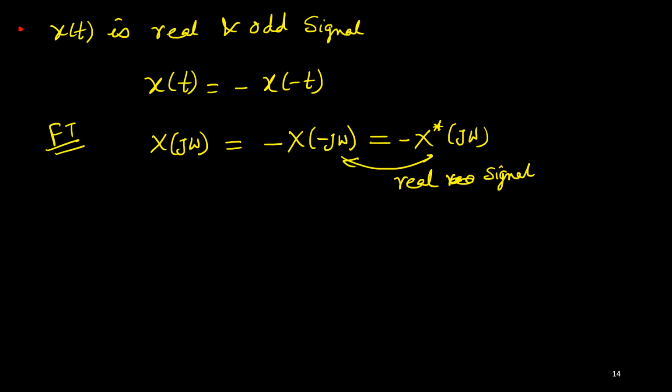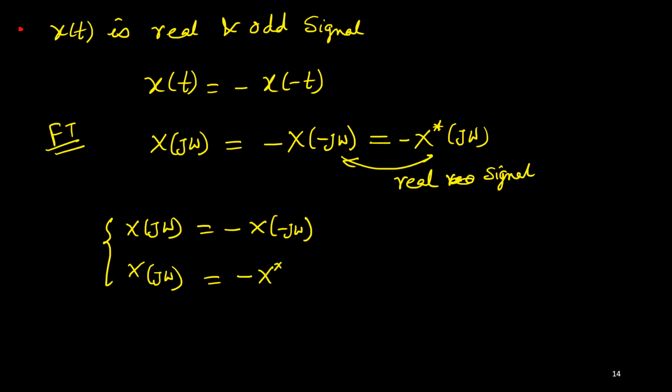And this relation is due to the odd symmetry property, right? Again the same way, we are getting basically two relations. One is capital X of j omega equals minus capital X of minus j omega, and the next one is X of j omega equals minus X star of j omega. Or I can put my minus sign and it is plus sign, I can multiply both minus signs together.